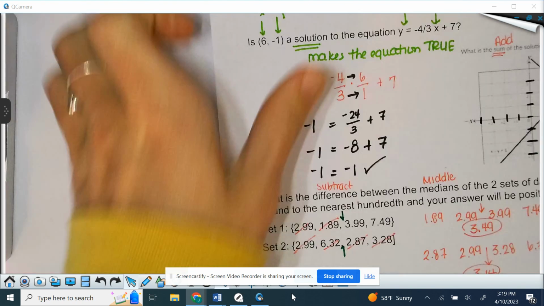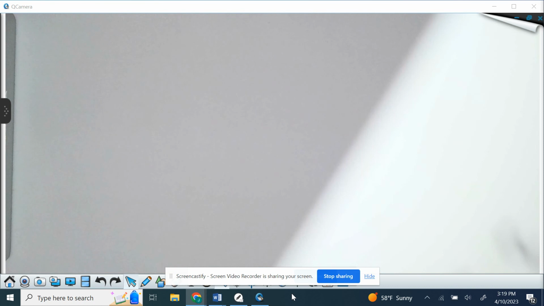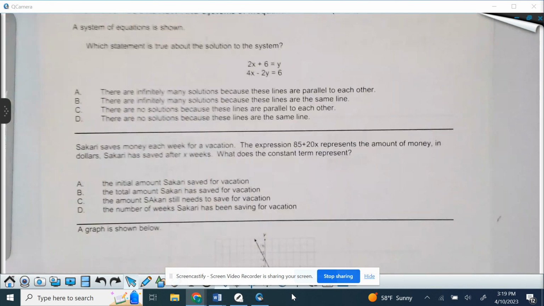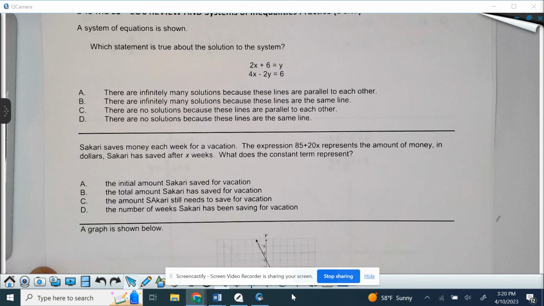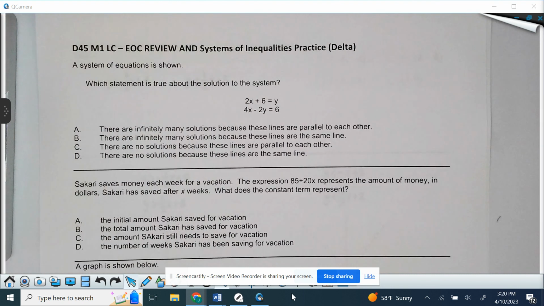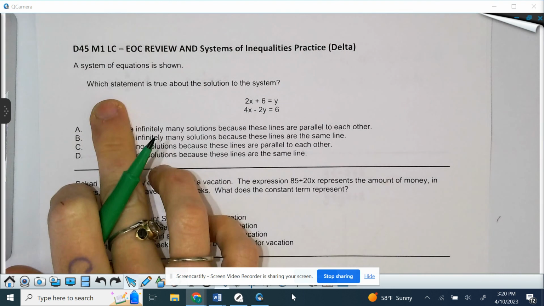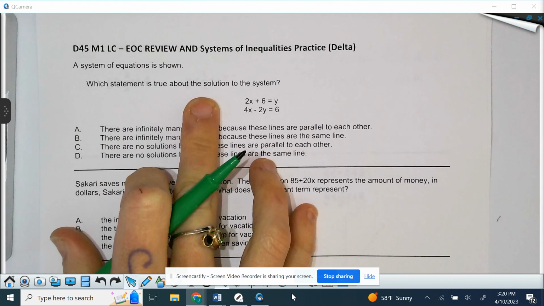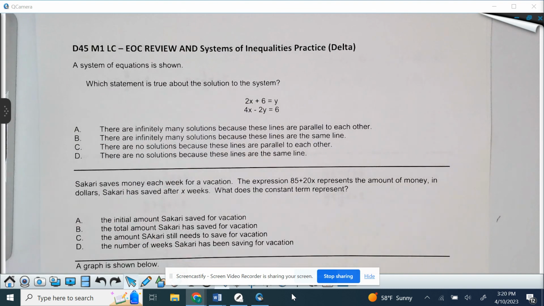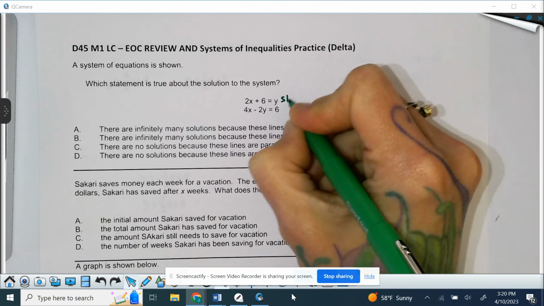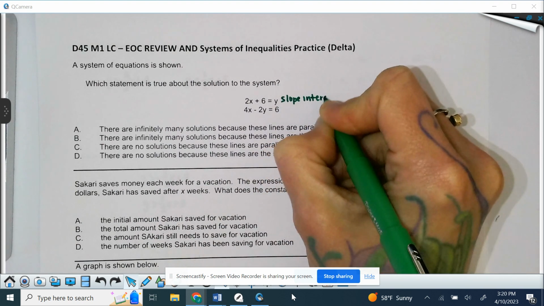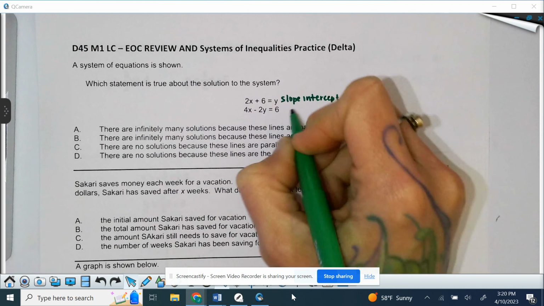I am going to the packet I sent you guys. There was some EOC review on the first couple pages. Just a couple. Yeah, we'll do them. We'll knock these out. They won't be too hard. So a system of equations is shown. Which statement is true about the solution to the system? So looking at this in the way it is, one is in slope-intercept form, and one is in standard form.